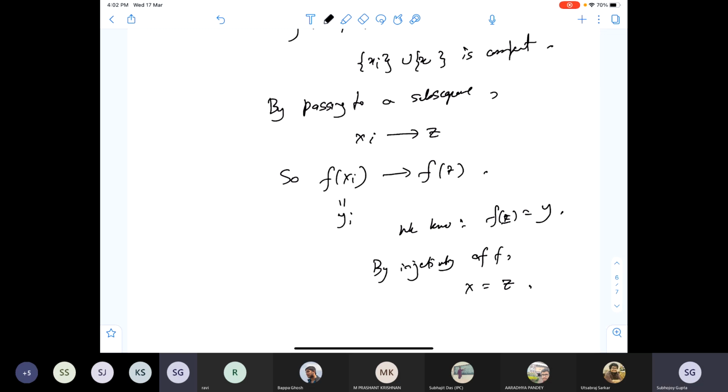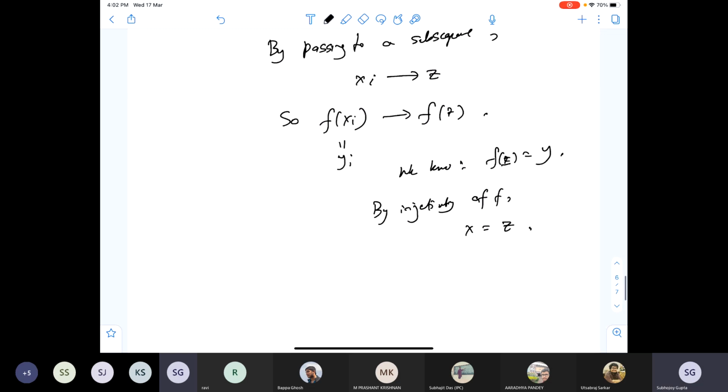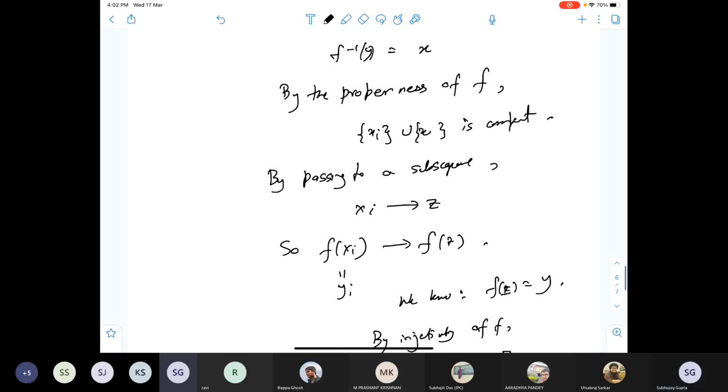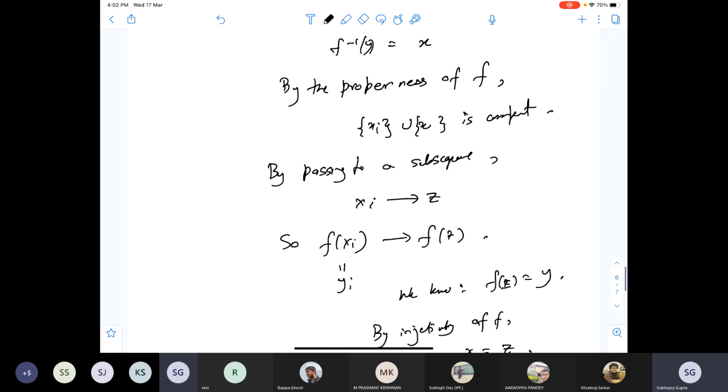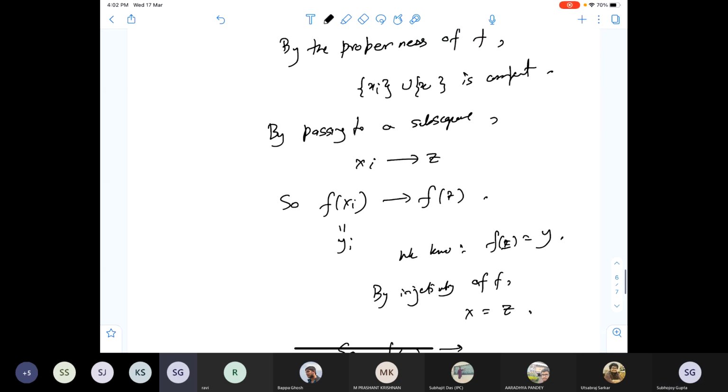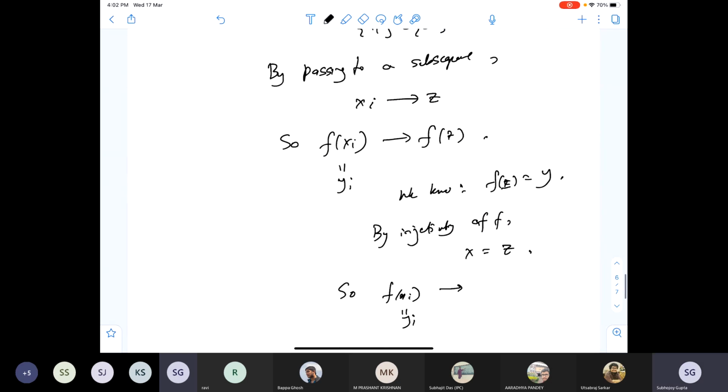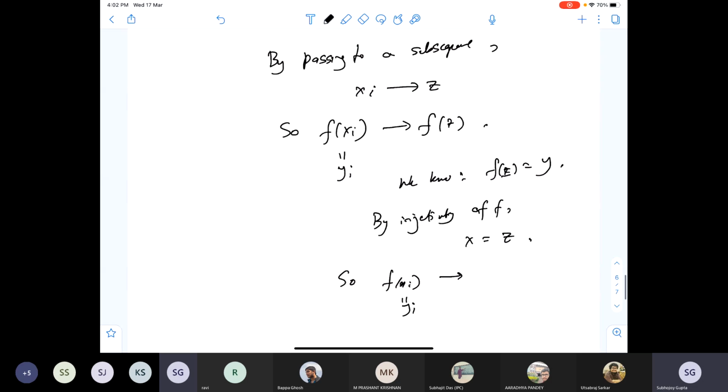So in fact, the f of xi's, which are the yi's, are converging to... well, let me see. Right. So z equals x, but what's the contradiction now?